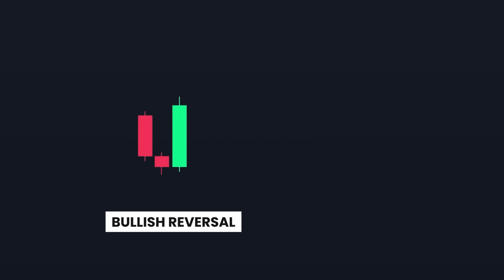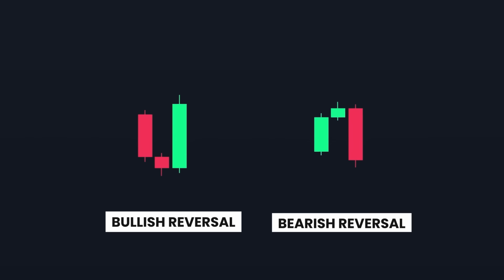The bullish 3-bar reversal shows 2 red candles followed by a large green candle. The bearish version shows 2 green candles followed by a large red candle. During a downtrend, when you spot a bullish 3-bar reversal, you can enter a buy position at the close of the third candle, with your stop loss at the lows of the second candle.